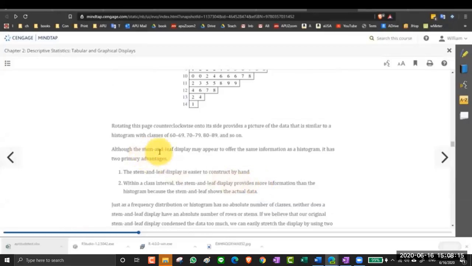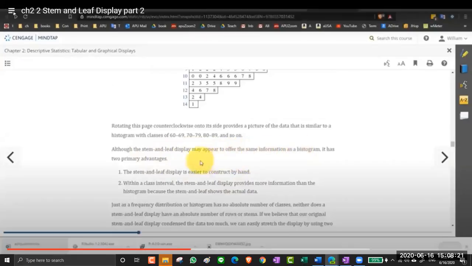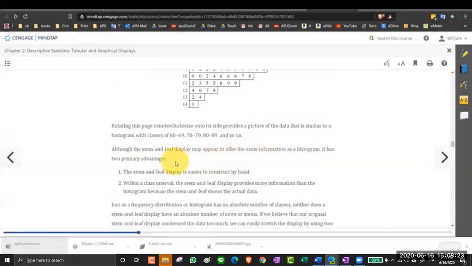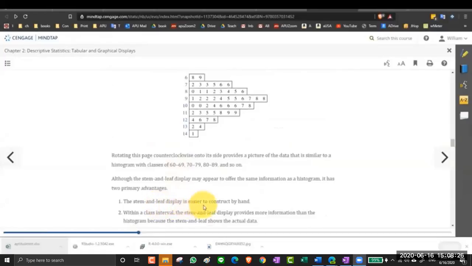So they say, although the stem and leaf display may appear to offer the same information as a histogram, it has two primary advantages. The stem and leaf display is easier to construct by hand, I guess, and within a class interval, say 60 to 70, the stem and leaf display provides more information than the histogram because the stem and leaf shows the actual data.